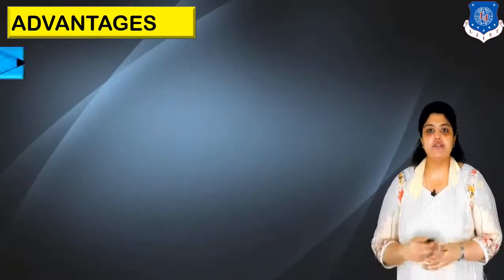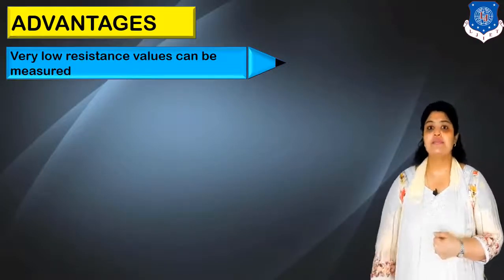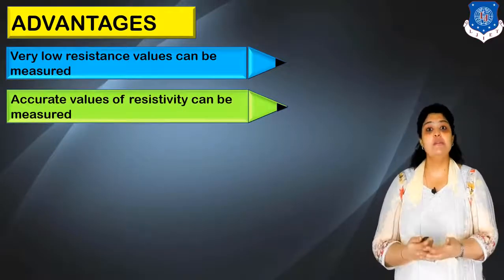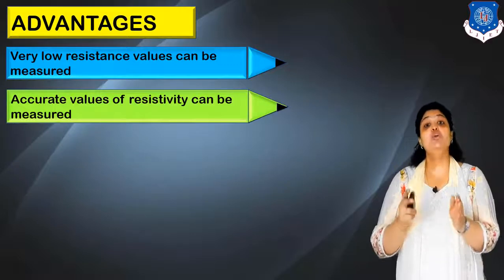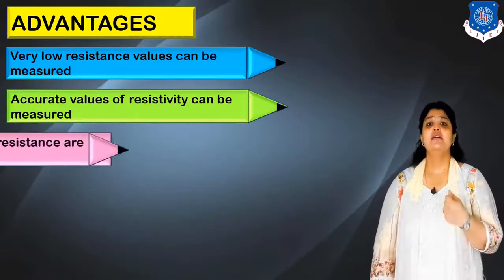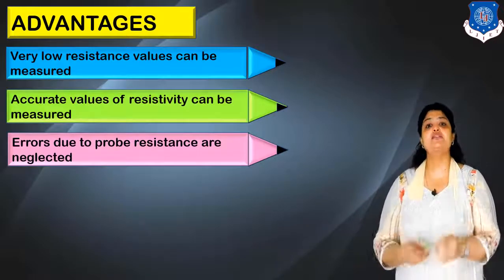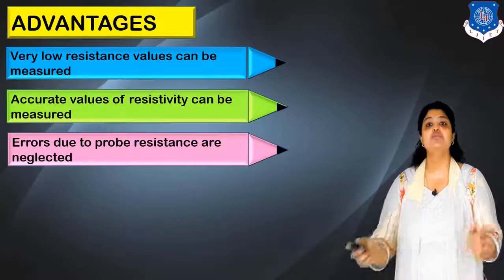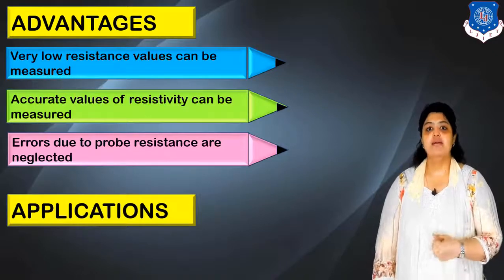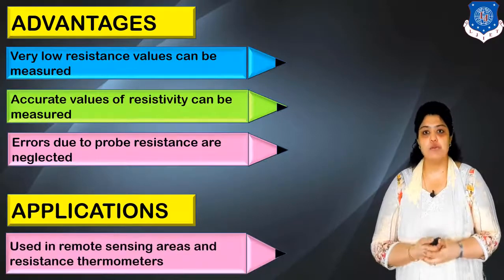What are the advantages of this method? Very low resistance values can be measured. Next, accurate values of resistivity can be measured because we are using a voltmeter having a very high impedance and 2 separate sets of probes have been used. Next, errors due to probe resistance are neglected. Why? Because the probe resistance is not considered, because the current does not pass through those 2 probes. What are the applications of this method? It is used in remote sensing areas and to measure the resistance of resistance thermometers.